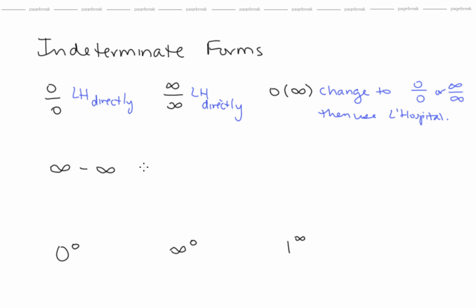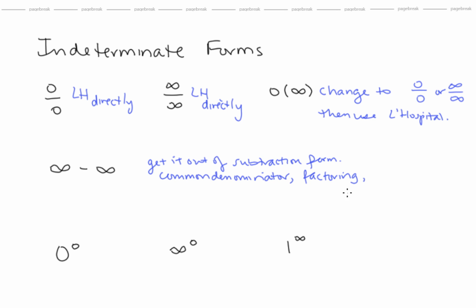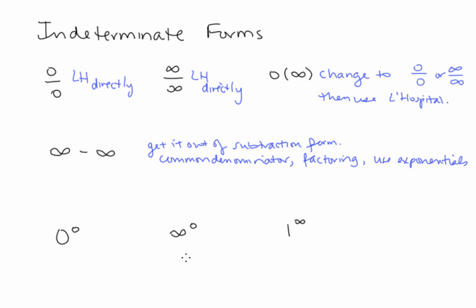But our method here is to get it out of the form of subtraction. So that might mean making a common denominator if we've got fractions. It might mean factoring. And we'll see an example where we even can use the exponential function to help us out of that situation. And we'll see that below. Also, we'll see an example of one of these. We have 0 to the 0, infinity to the 0, and 1 to the infinity that are also indeterminate forms. And for all of these, we want to use the natural log to help us find the limit. And we'll see an example like this below.